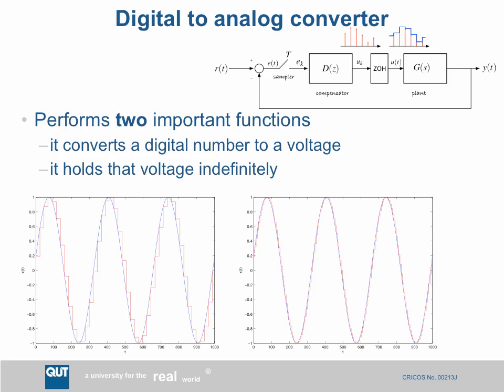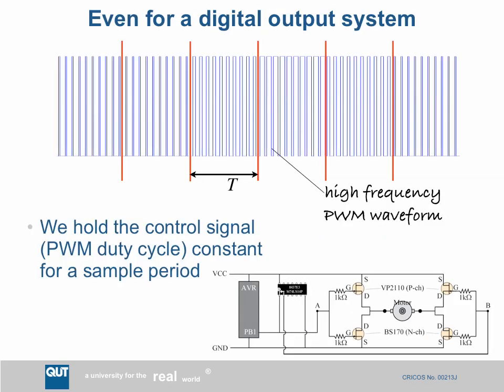Ideally, we want those two signals to be as close as possible. So a digital to analog converter, D to A converter, is useful when you're connecting a digital system to a plant with an analog input. So a compensator with digital output connected to a plant with an analog input. But we also talked previously about how there are some plants which have actually got a digital input.